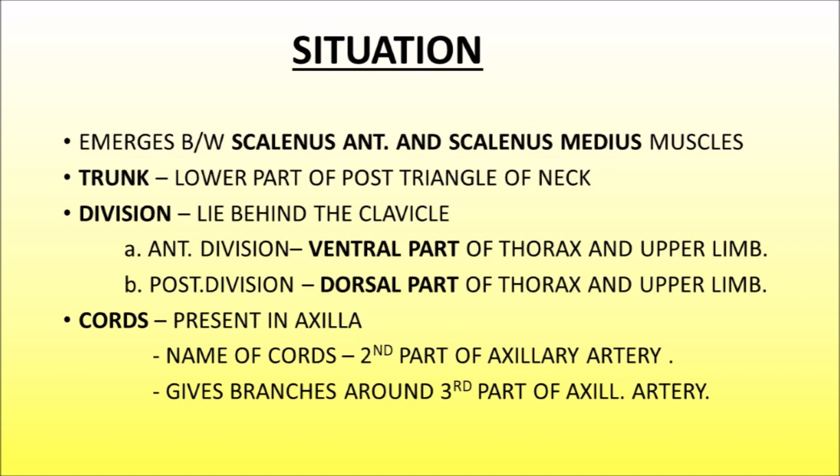Now, let us move on to the situation of the brachial plexus. Roots of the brachial plexus emerge between the scalenus anterior and the scalenus medius muscle. Trunks appear in the lower part of the posterior triangle of the neck. Divisions lie behind the clavicle. The divisions are divided into anterior divisions and posterior divisions. Anterior divisions supply all the muscles present on the ventral part of the thorax and the upper limb. Posterior divisions supply the muscles present on the dorsal part of the thorax and the upper limb.